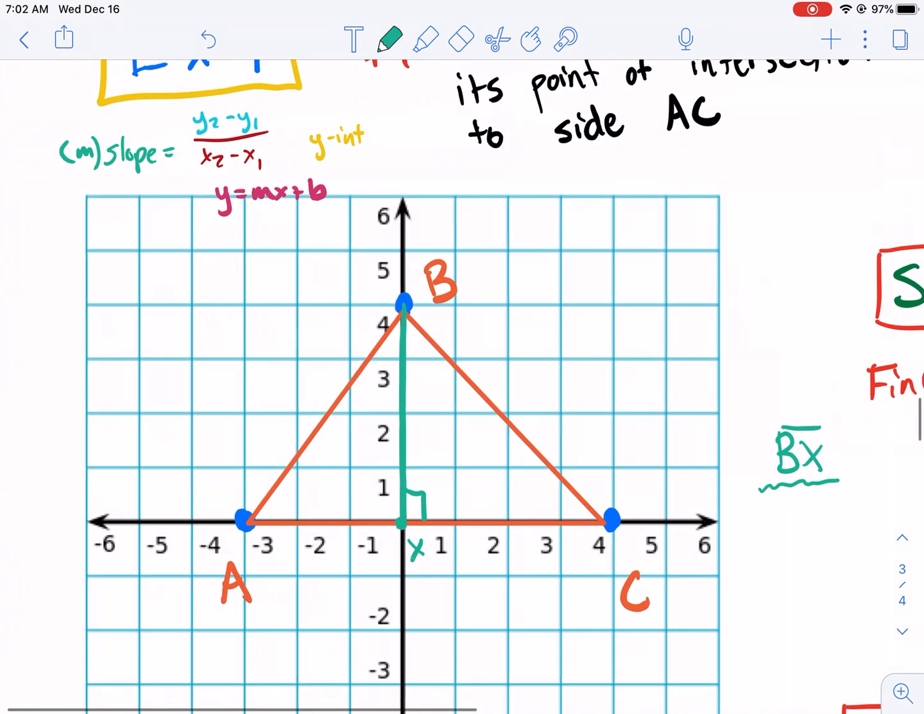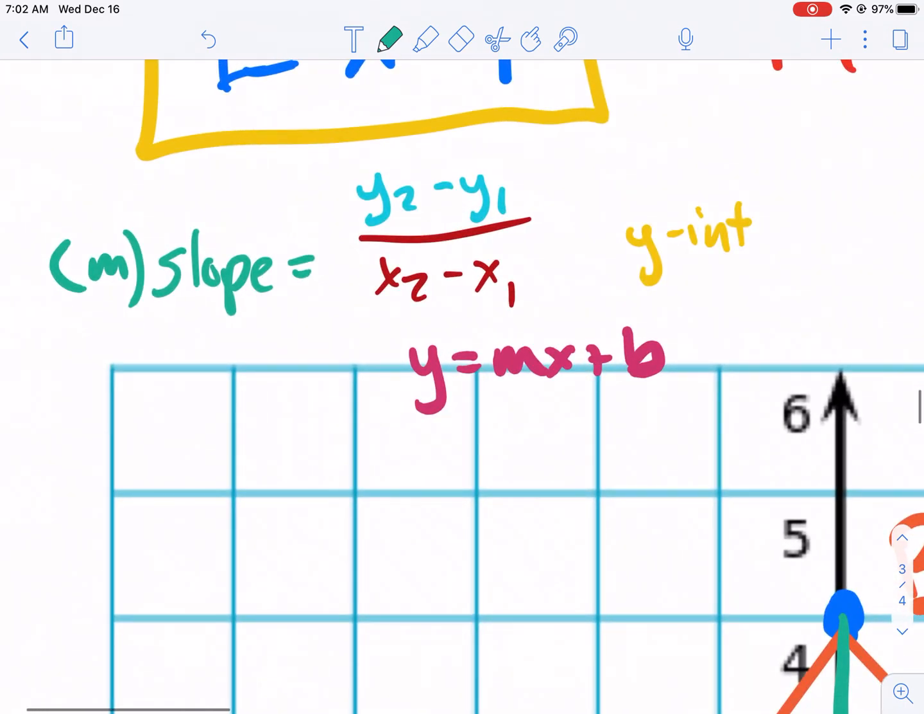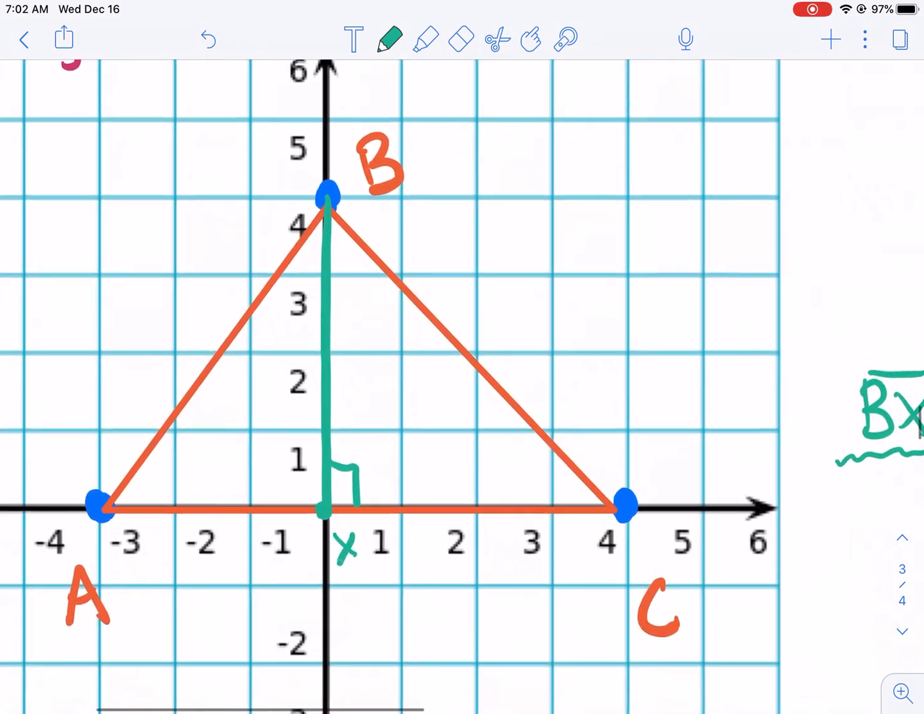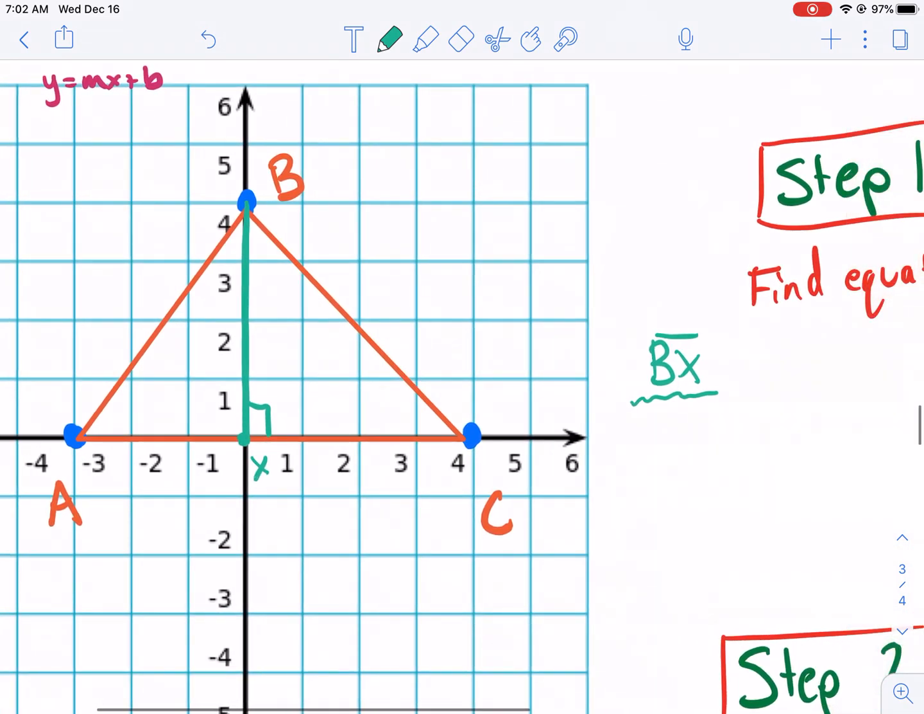This is kind of some prerequisite information that you need to know, so this is just a refresher. Now, if we wanted to find the slope of BX, we could do that, but we're going to see it's an undefined slope, okay? Meaning we're dividing by 0. It doesn't have any run to it, so it's an undefined slope. Now, it's going to be in the form of x equals something because it's a vertical line. So this is a vertical line, so it has an undefined slope.